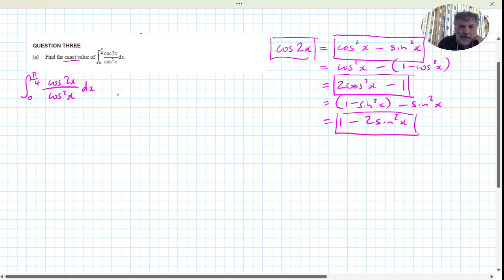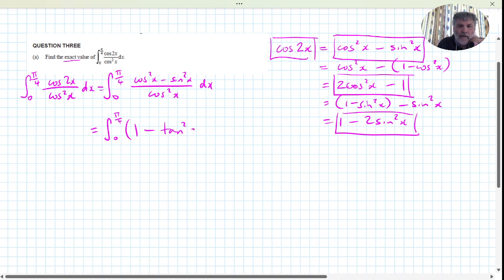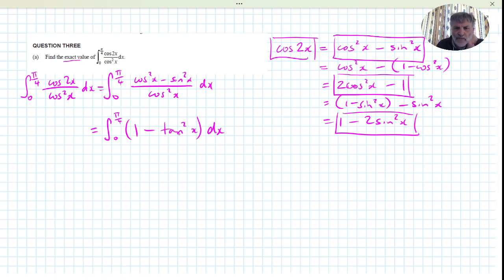If we use the first one, this is the same as the integral from 0 to pi over 4 of cos squared x minus sine squared x over cos squared x. Cos squared over cos squared is just 1, and sine over cosine is tangent. Now we can integrate 1 easily, but tan squared we can't.